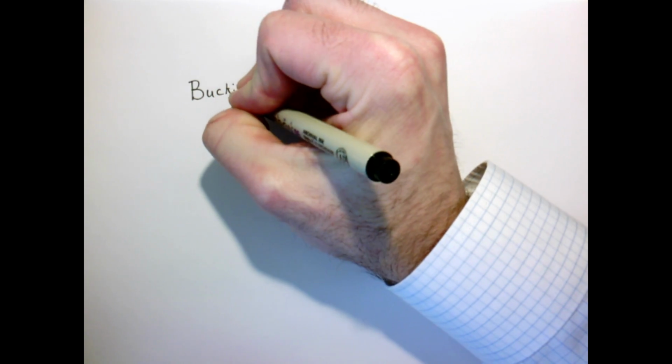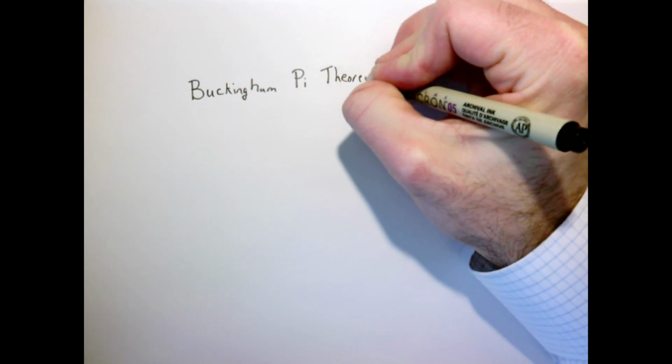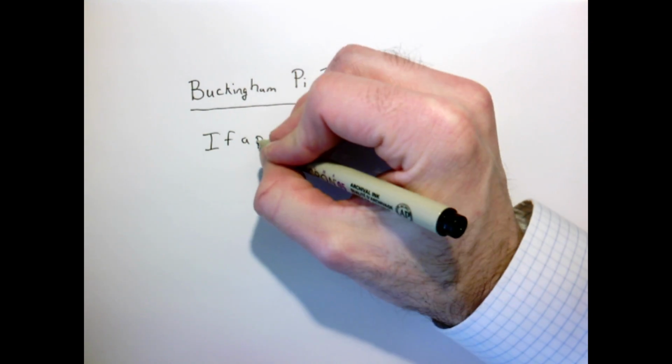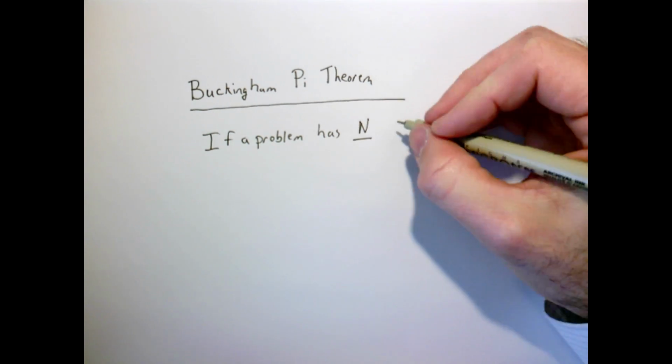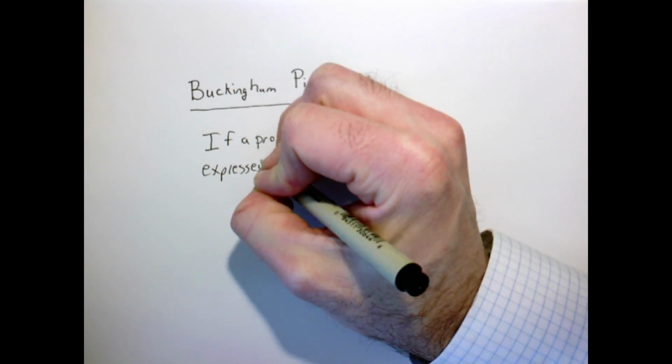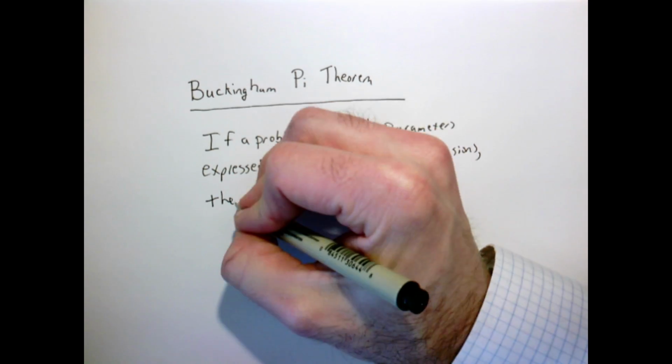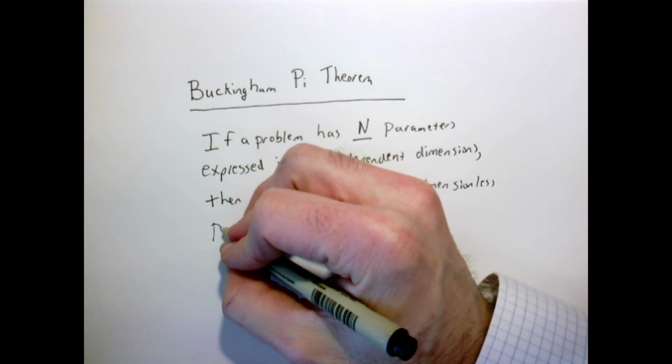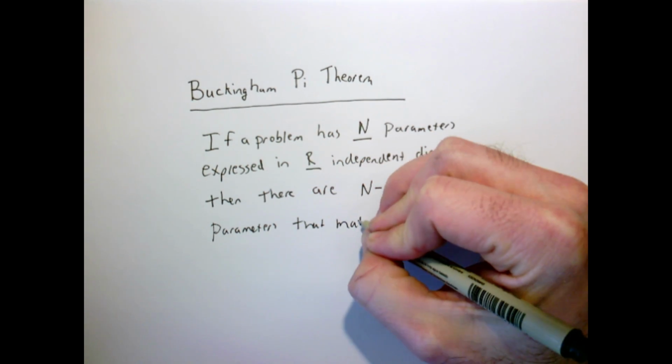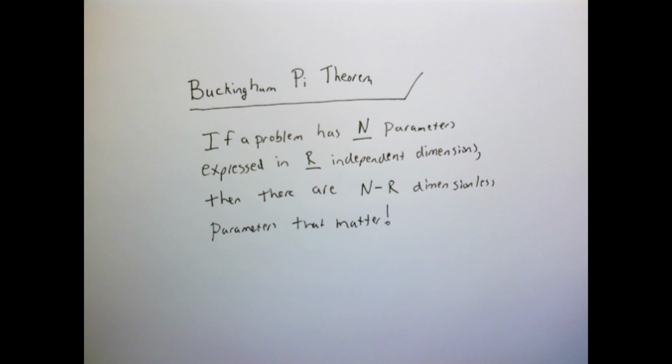So the key result that we're going to use in dimensional analysis is something known as the Buckingham Pi Theorem. The Buckingham Pi Theorem states that if a problem has n parameters expressed in r independent dimensions, then there's n minus r dimensionless parameters that really matter for the problem. It's difficult to understand what this statement means, so I'm going to show you several examples, and by the end you'll sort of get it.